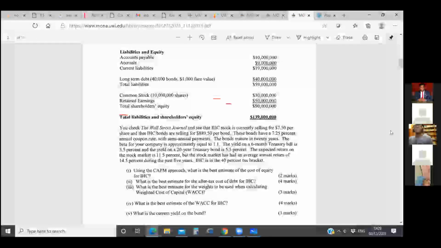A divided by n. It's a 20-year bond, so it's 20. And then this is 1,000 for the face value, plus 2 times our price.